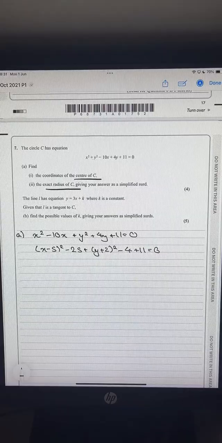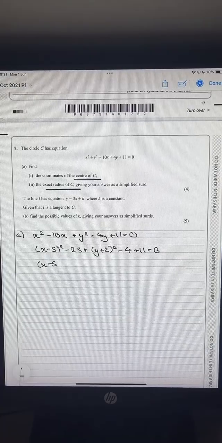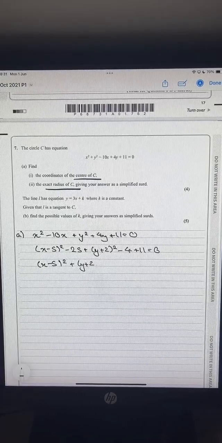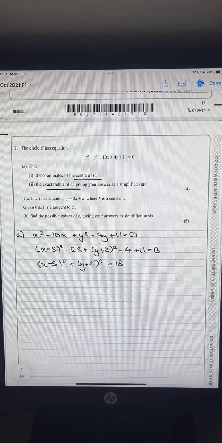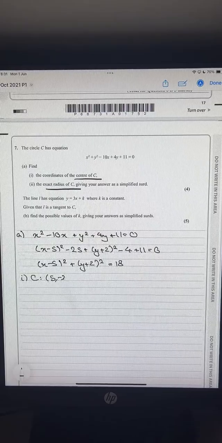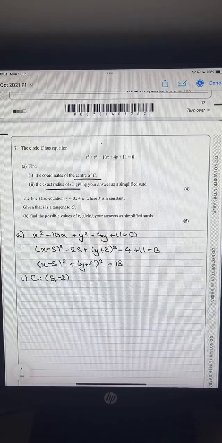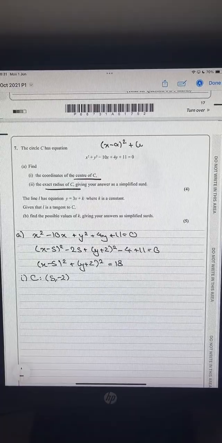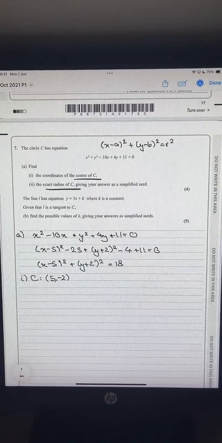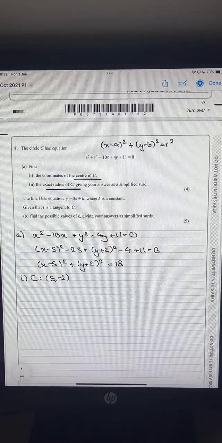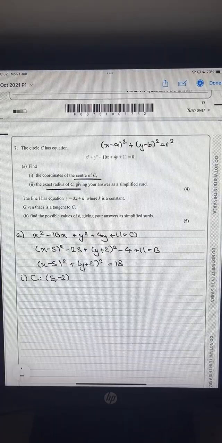And then I'm just going to bring all my constant terms together and put them on the right side. So then I get x minus 5 squared plus y plus 2 squared, minus 25 minus 4 plus 11 is negative 18. Bring that onto my right side, gives me positive 18. So then for part 1, the center is going to be equal to 5, negative 2, because remember the general form of a circle is x minus a squared plus y minus b squared equals r squared. So a and b are the center, so hence the negative sign there just means that the center coordinate of x is 5, not negative 5.